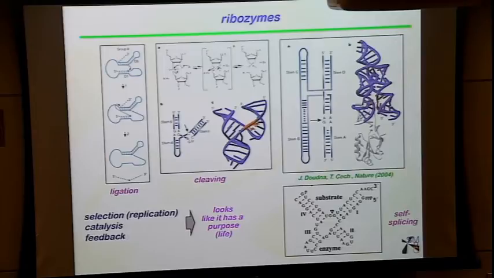So now you have a family of molecules that have this combination of base pairing and sequence selectivity combined with the ability to do chemistry. This is the basis of the RNA world.